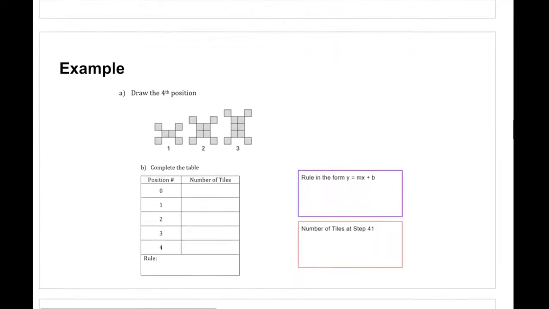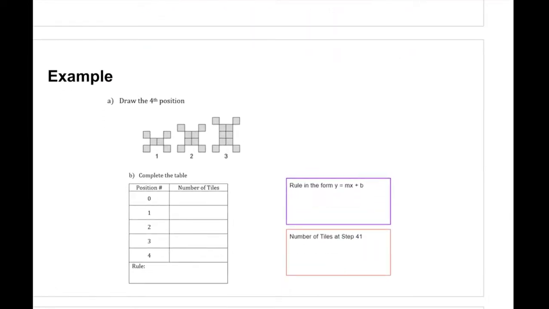Let's look at another example. So now I have a tile pattern, and I want to draw the 4th position. Again, looking at the pattern, hopefully we can recognize what's happening and what's staying the same. We can see we're going to have 4 blocks now with the 4 corners. So that's going to be position 4.